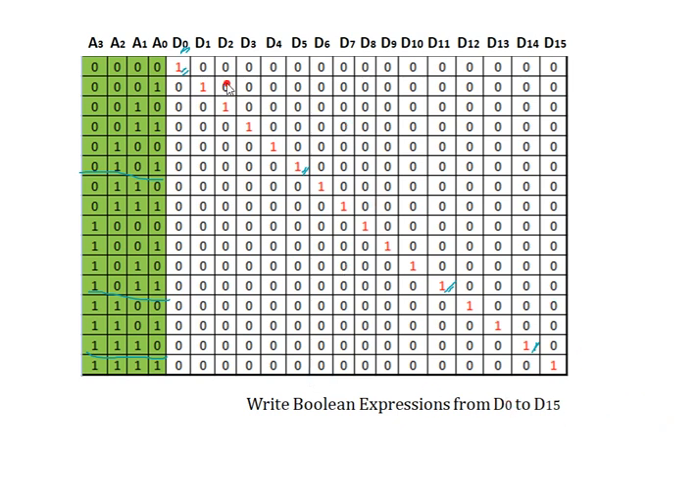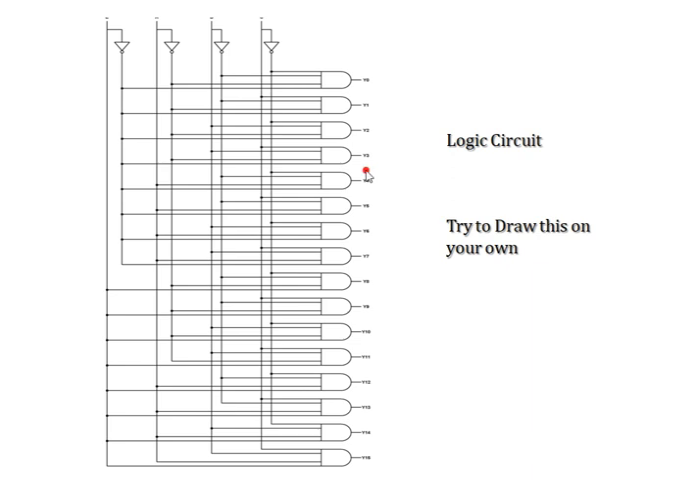Next you have to write the Boolean expressions for D0, D1, D2 and so on up to D15. Write it on your own. And this is the logic circuit. So again implement this circuit using the Boolean expressions you have derived. Again, try to draw this on your own.